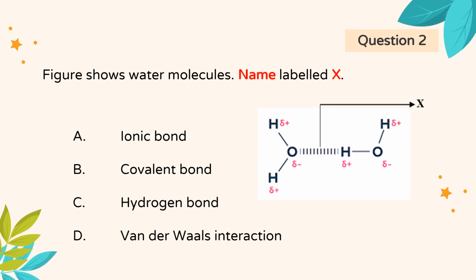Question 2. Figure shows water molecules. Name label X. We have learned before that the bonds involved in water molecules are only covalent and hydrogen bond. X refers to bonds between two water molecules, hence it is hydrogen bond. Meanwhile, covalent bond can be found in between hydrogen and oxygen atom of one water molecule.